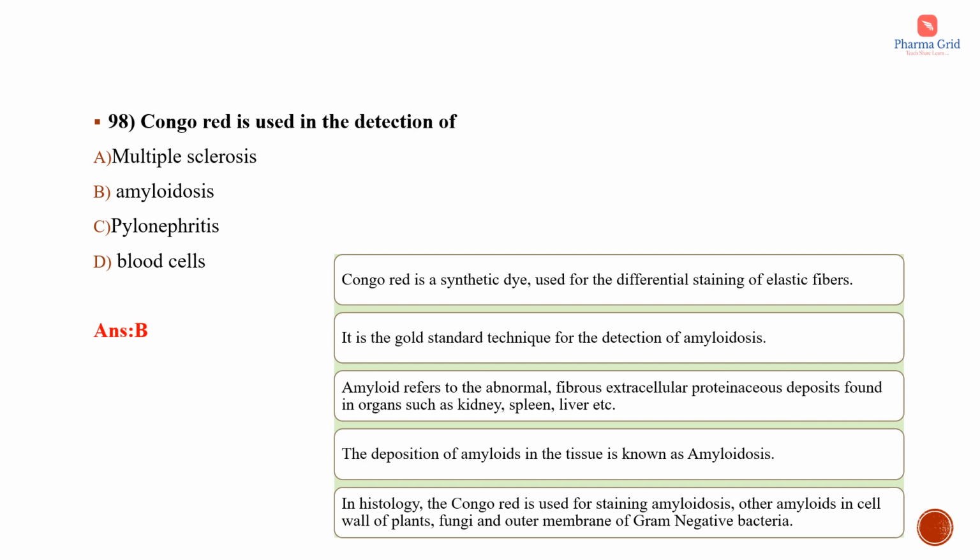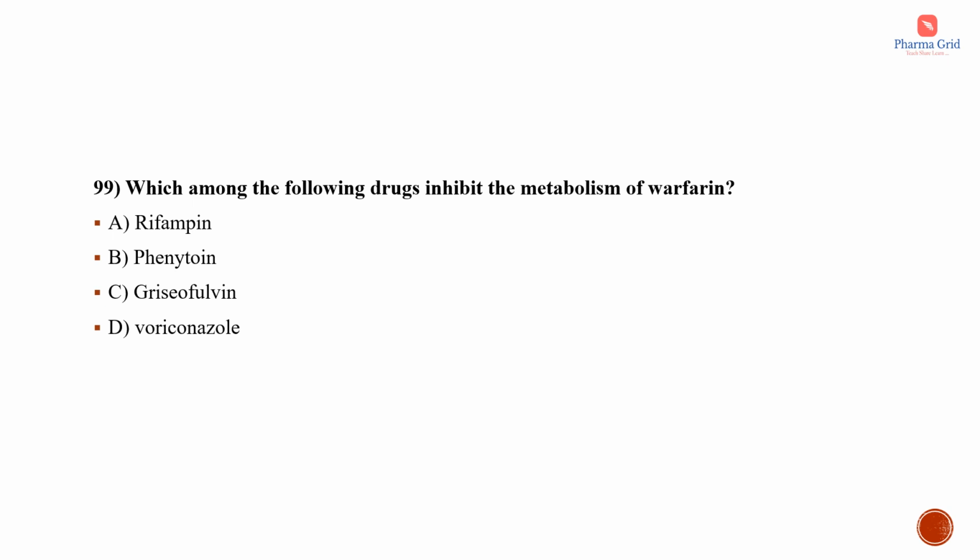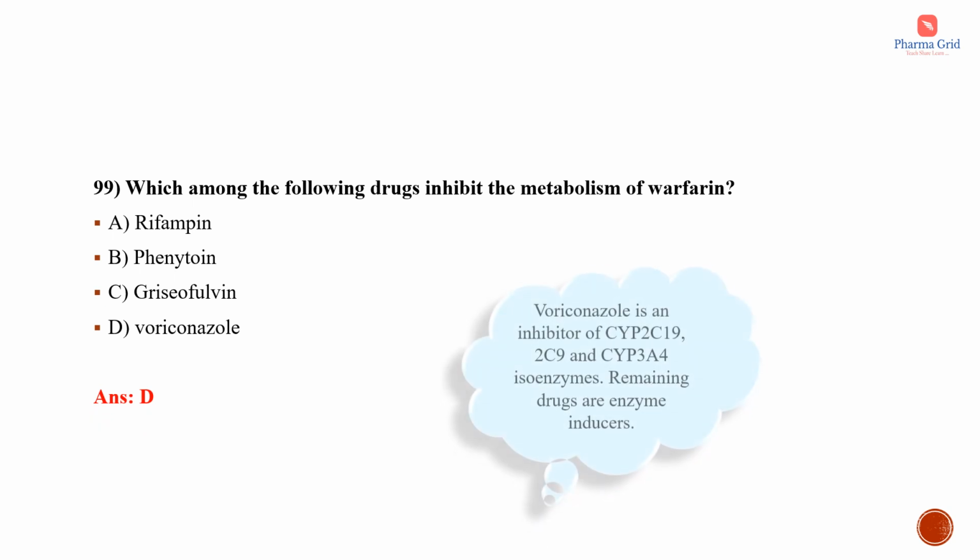In histology, Congo red is used for staining amyloidosis, other amyloids, cell walls of plants, fungi, and the outer membrane of gram-negative bacteria. Next question. Which among the following drugs inhibit the metabolism of warfarin? The options are rifampin, phenytoin, griseofulvin, voriconazole. So here the correct answer is option D, that is voriconazole.